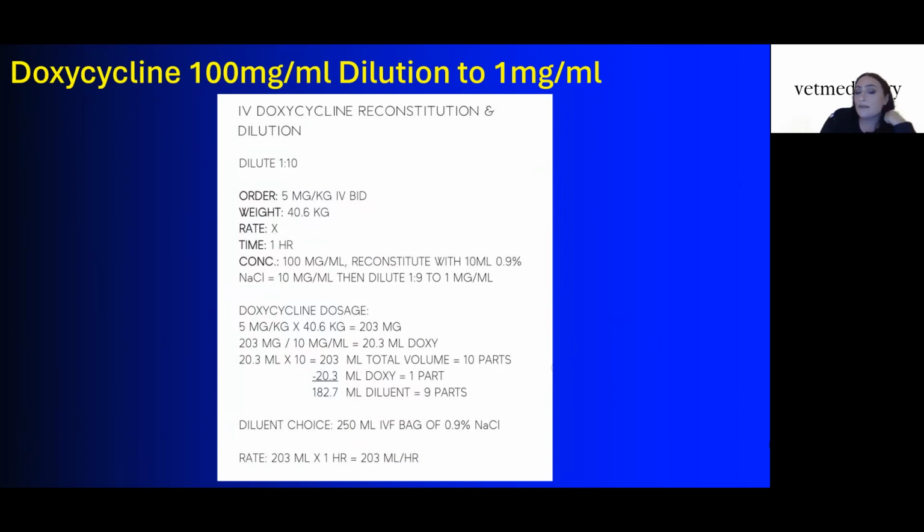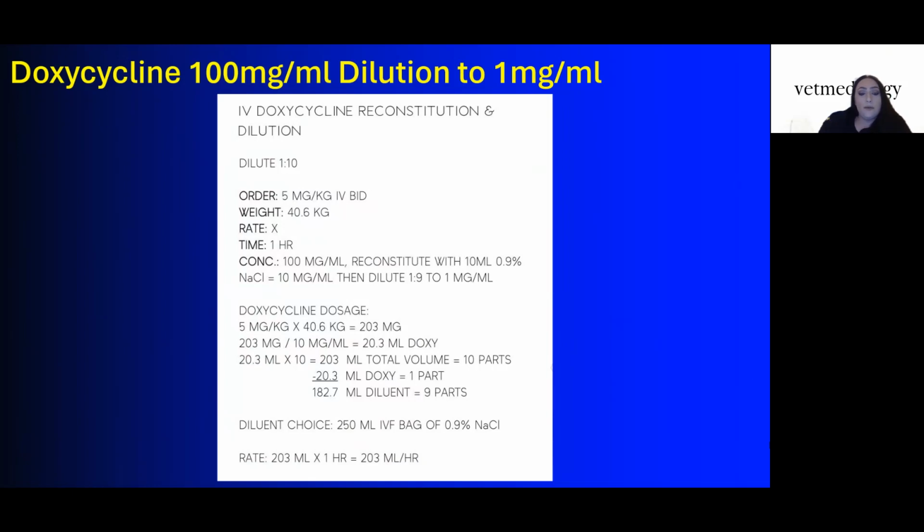203 milligrams divided by 10 mgs per mil equals 20.3 mils doxy. 20.3 mils times 10 equals 203 mils total volume, which is 10 parts. Minus 20.3 mils of doxy, which is 1 part, gives you 182.7 mils diluent, which is 9 parts. Your diluent choice should be a 250 mil IV fluid bag of saline.